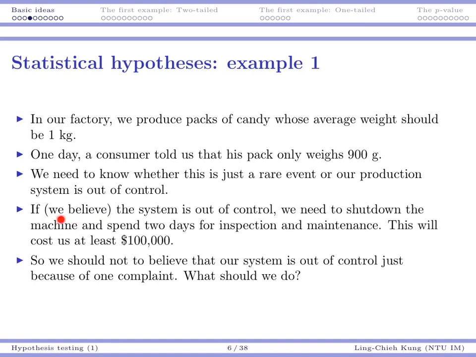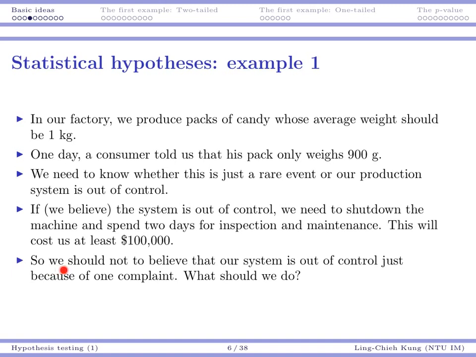Suppose we believe that the system is out of control. We're going to do something, right? We need to shut down the machine and spend, for example, 2 days on inspection and maintenance. This is going to cost us a lot. So now it's time to make a decision. Either we shut down and do the maintenance, which costs a lot, or we keep going without maintenance. Making this decision is hard. We need to first collect some data to support us about whether we need to do that.